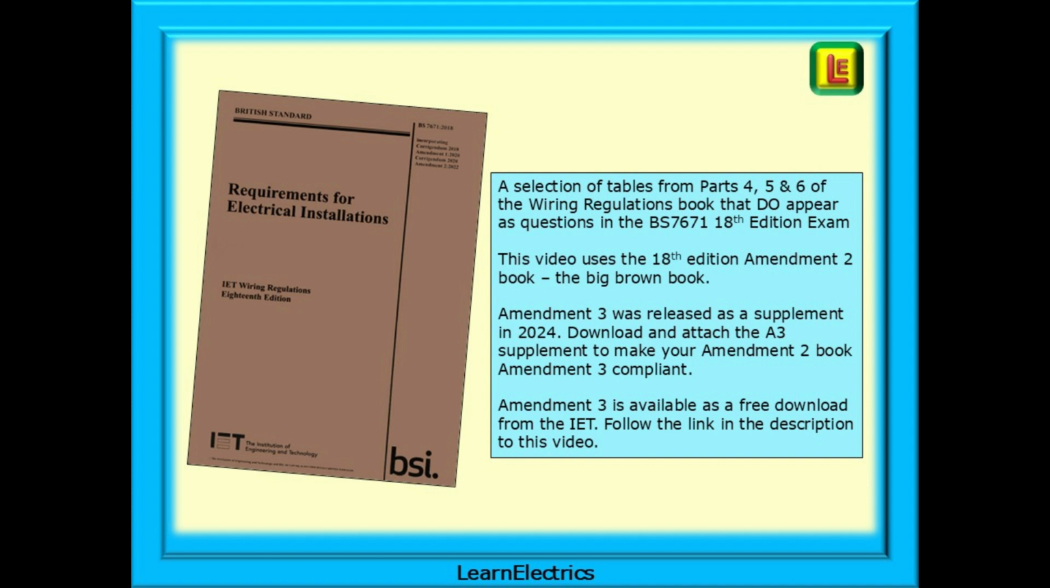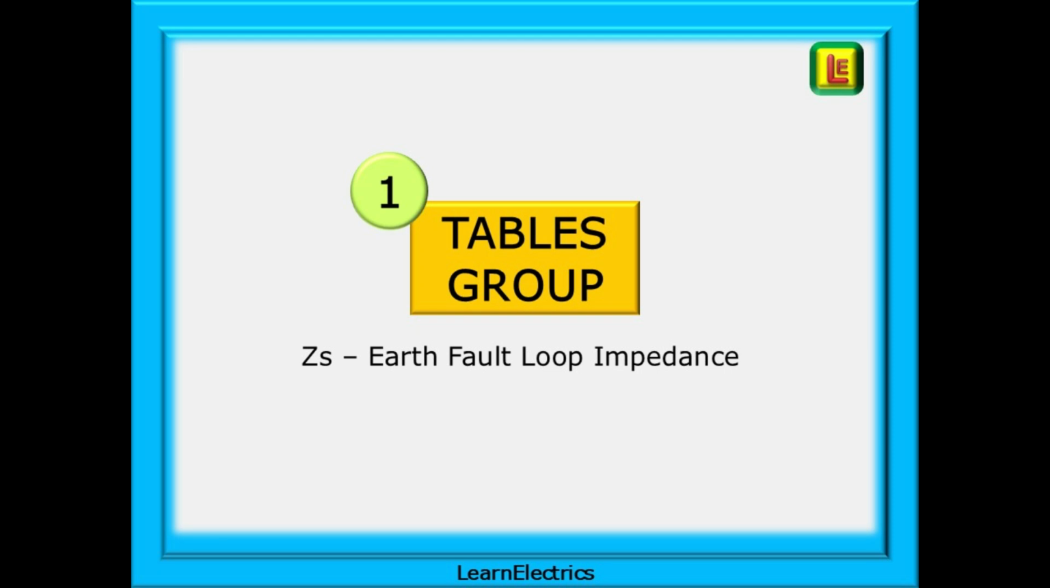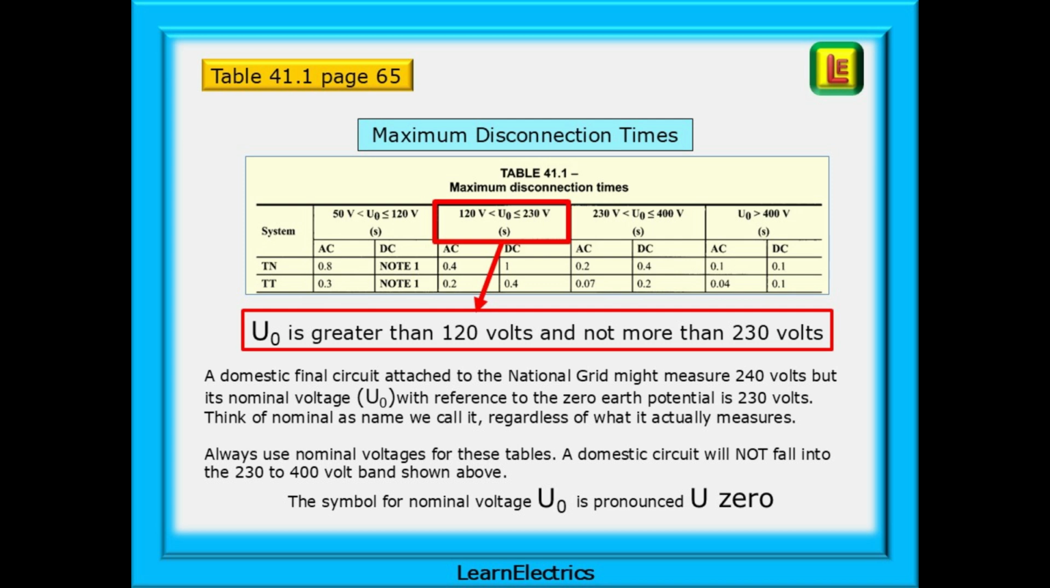video. Table group 1 is a group of very important tables that always feature in an exam. They are to do with earth fault loop impedance, shortened to EFLI or just Zs. This group starts with table 41.1 on page 65.